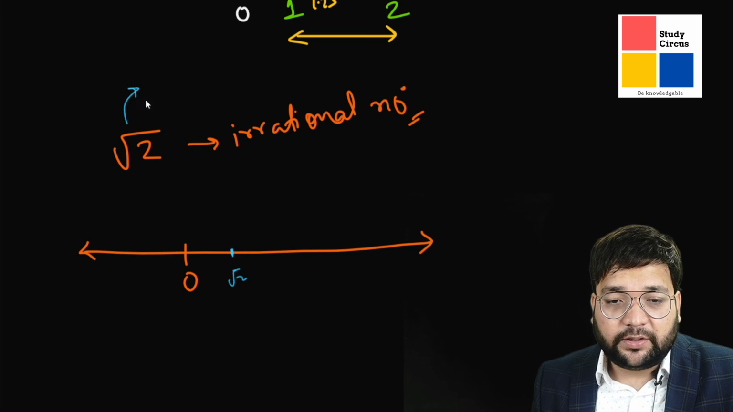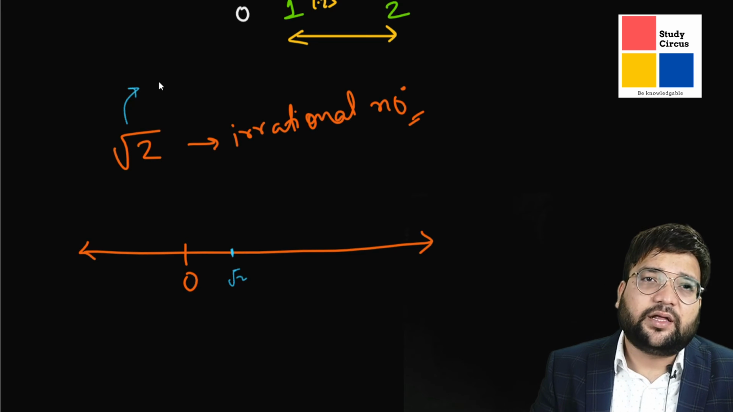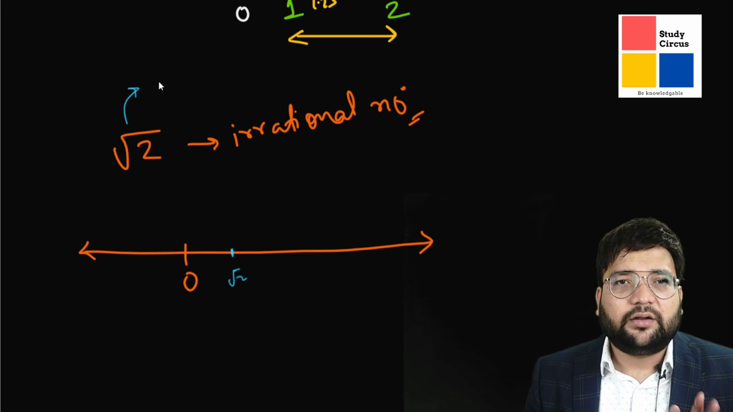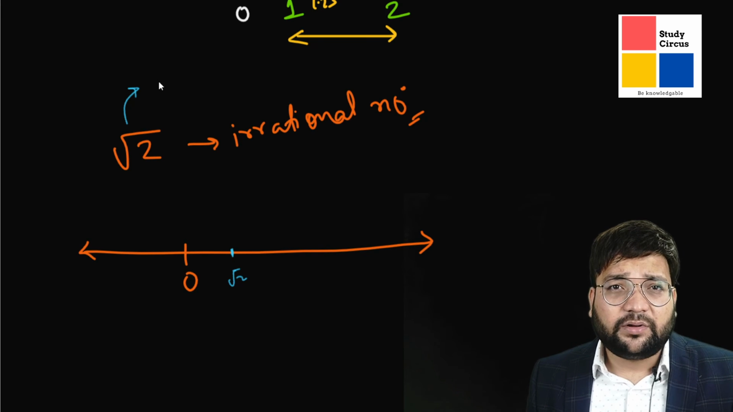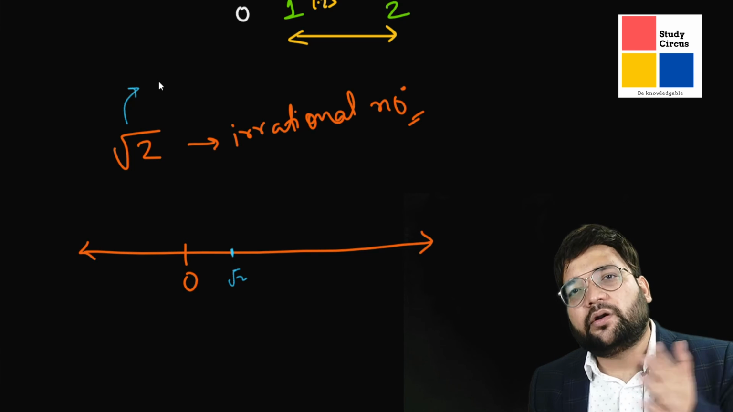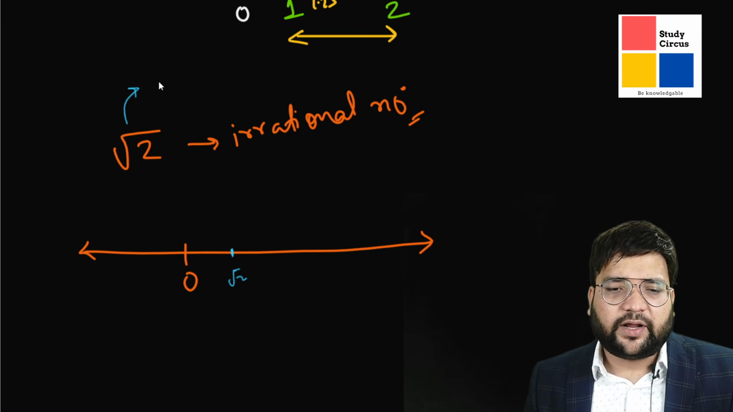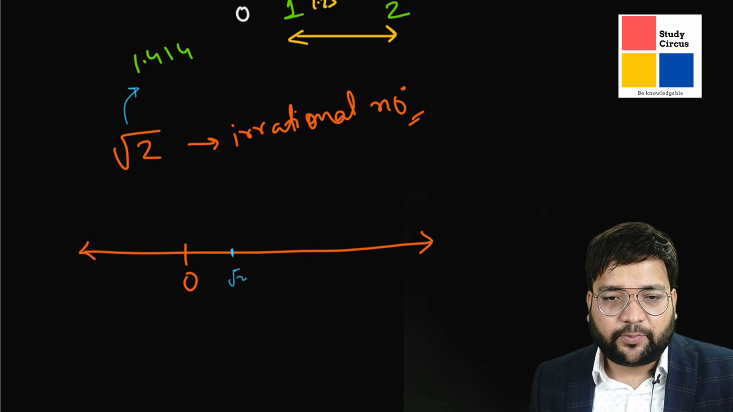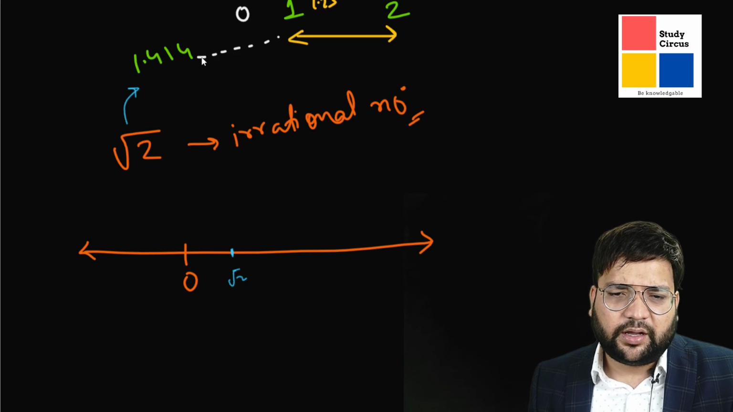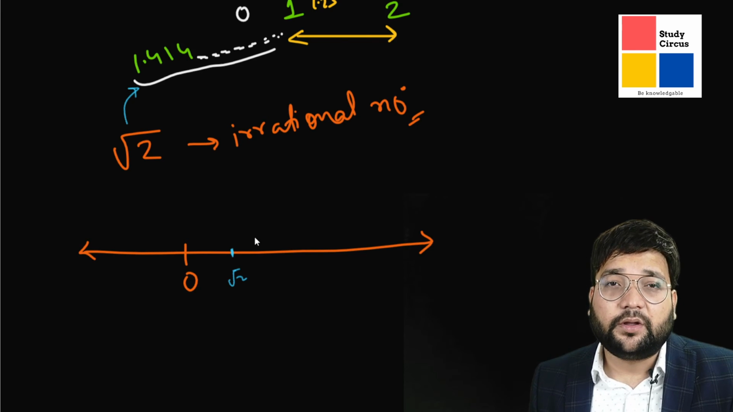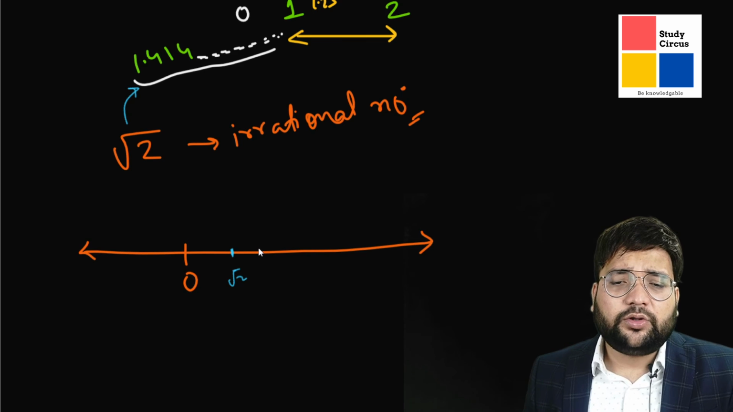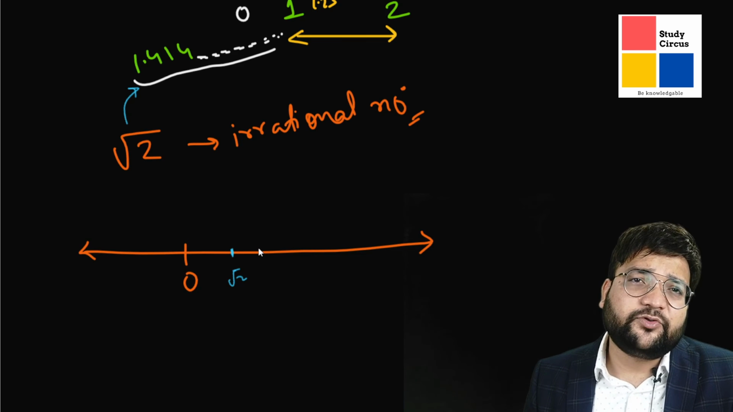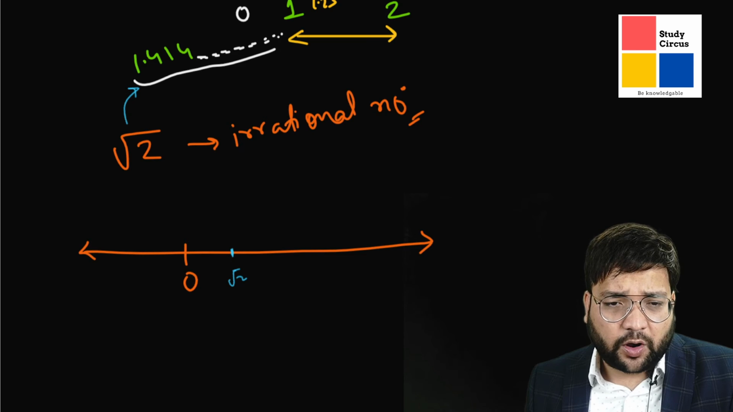Because this cannot be represented in the form of a terminating decimal. Even a rational number, if it is non-terminating, it is recurring and can be converted to p by q form, fraction form, so that can be represented. But for irrational numbers, I cannot say that this is equal to 1.414. No, this is just the approximate value. This thing continues, random digits come one after the other. So how to exactly represent this? This is the trouble. So the method here will be taking the help of geometry.